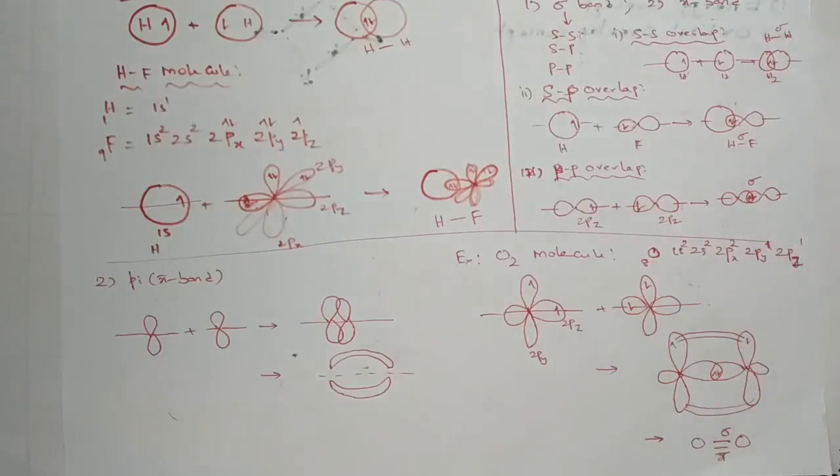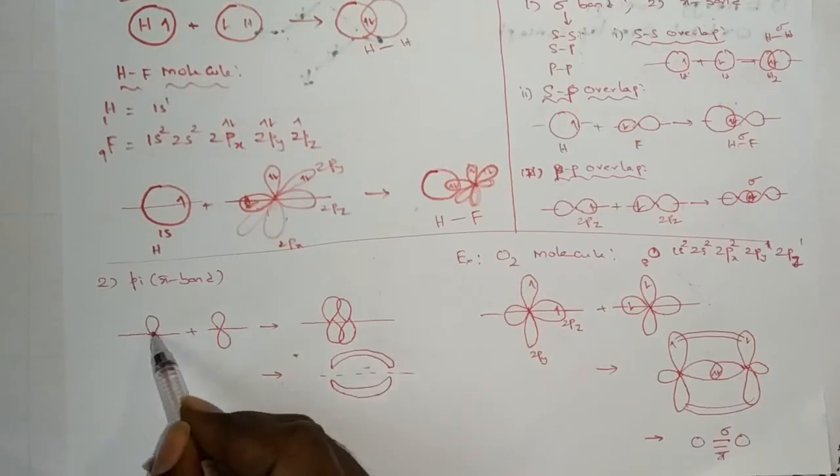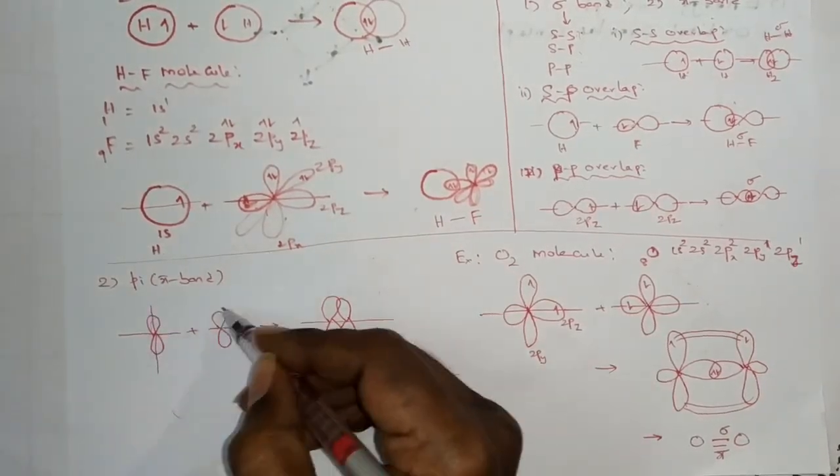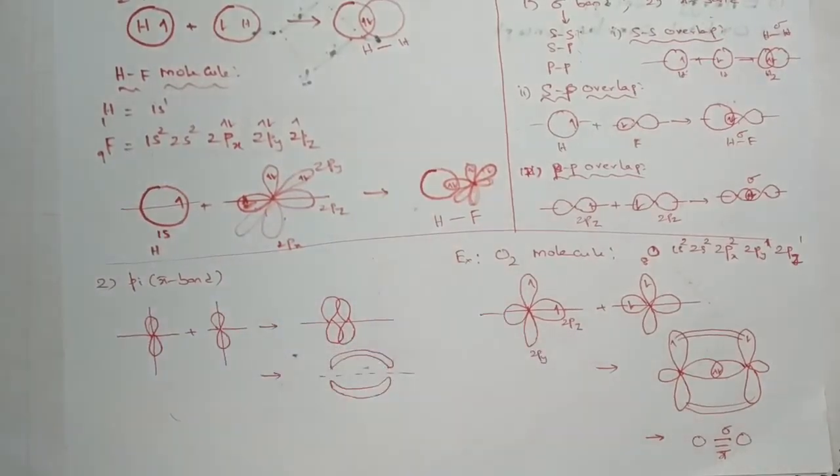Now we'll see what is a pi bond. The pi bond is formed by the lateral or sidewise overlapping of p orbitals, that is, overlapping of p orbitals not along the internuclear axis. See, this is the internuclear axis, but this p orbital is at right angle to this internuclear axis. So there won't be any effective overlap here.